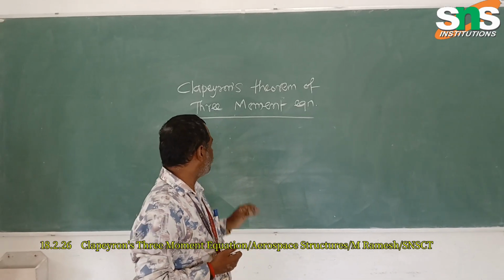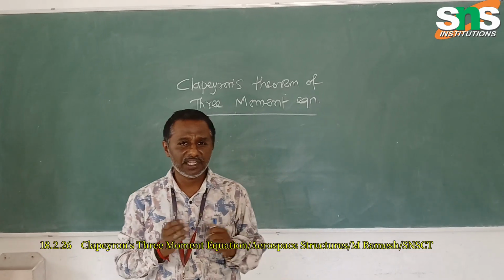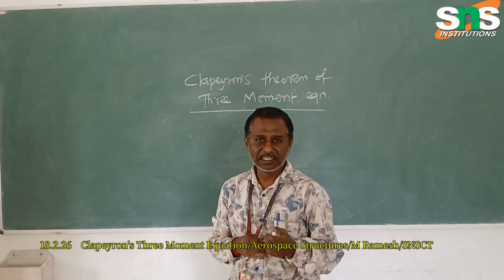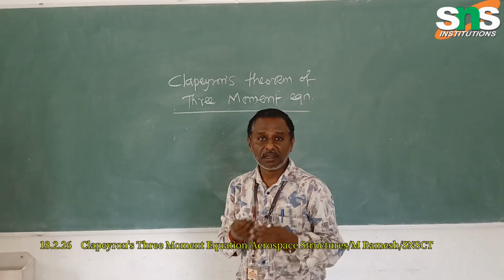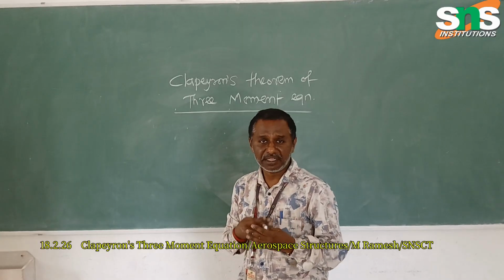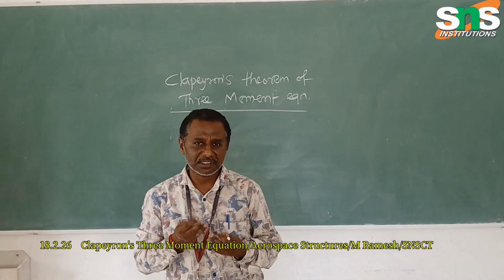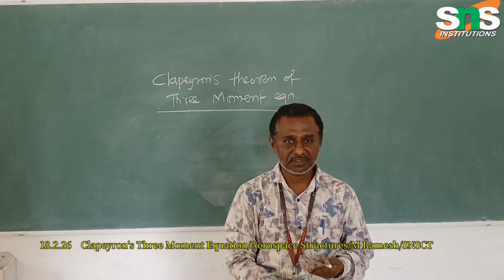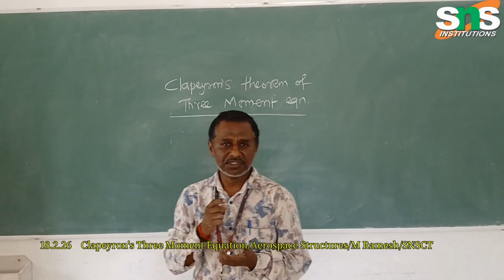In this Clapeyron's theorem of three-moment equation, why is it used? We all know that there are statically determinate beams and statically indeterminate beams. Statically determinate beam means we can solve the problem completely and find all the unknowns by using the static equilibrium equations itself. But statically indeterminate beams we cannot solve by using the static equilibrium equations alone.